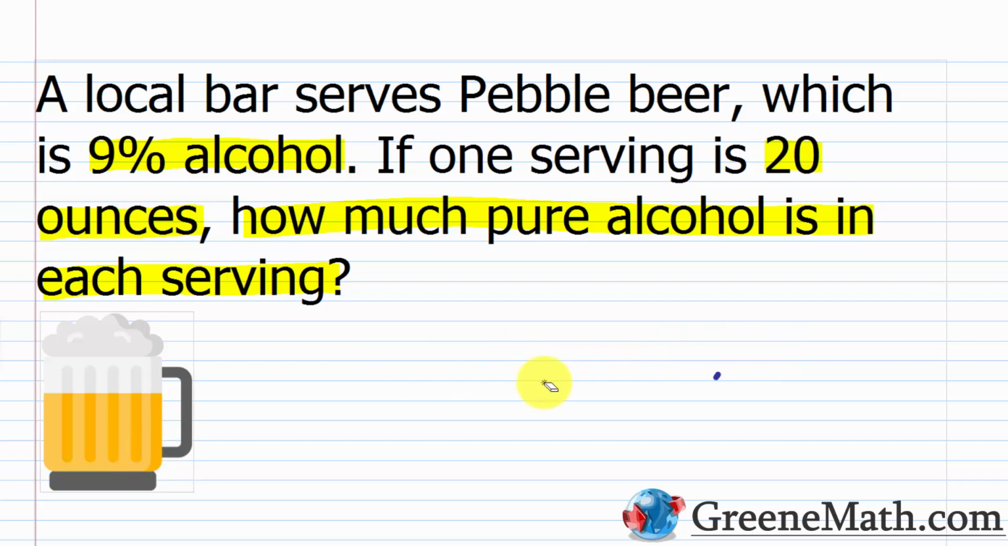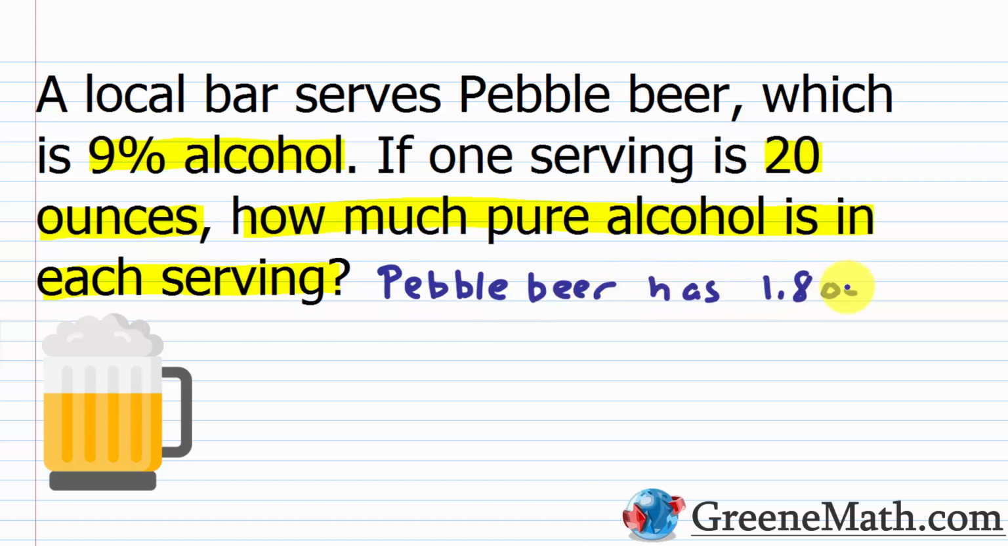So let me erase this and I'll write a nice little sentence. We'll say that Pebble beer has 1.8 ounces of pure alcohol per serving.